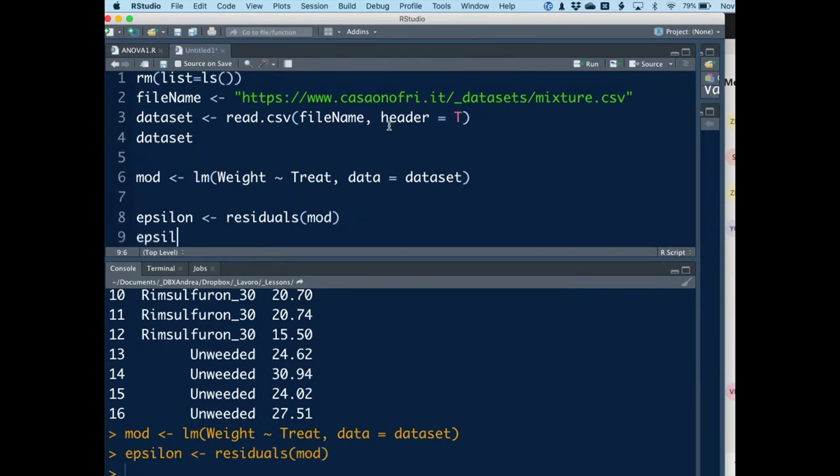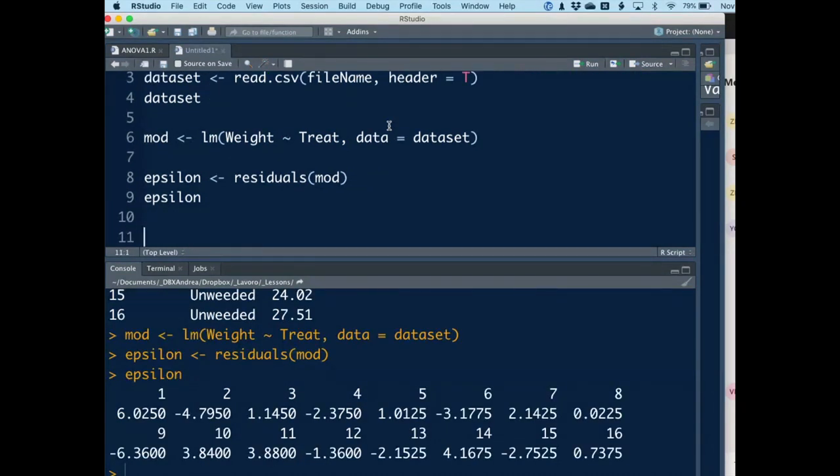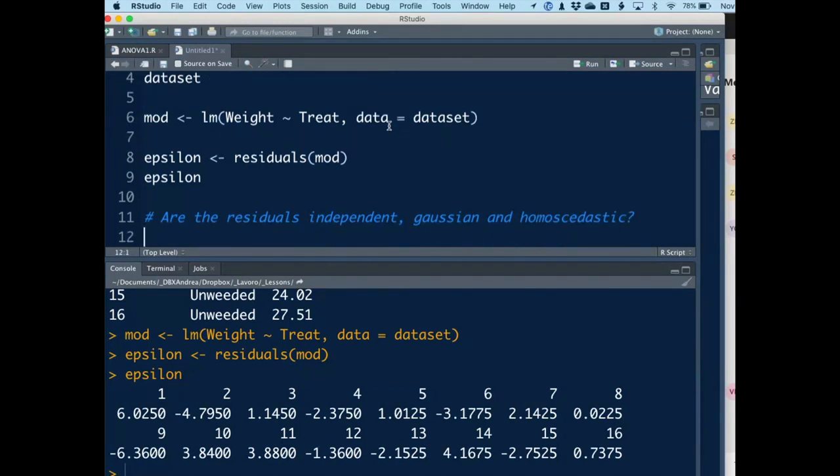Here are our residuals. And the question is, are the residuals homogeneous? So this is our question, which we want to answer now. And how do we answer this question?